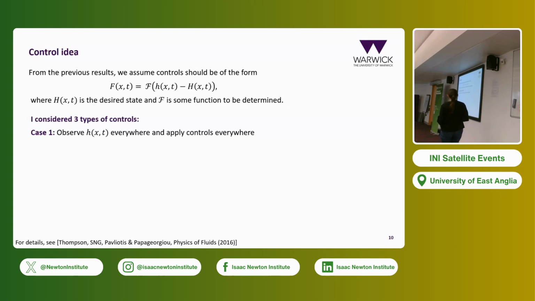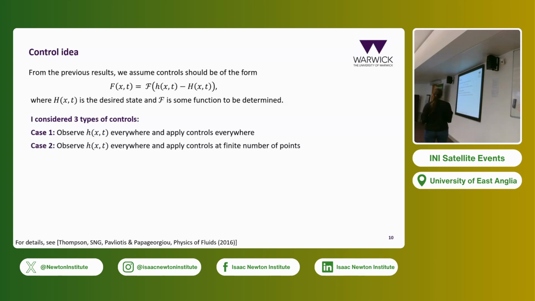And then what we did were 3 things. The first one was what we now call omniscient and omnipresent, which is to assume I can control everywhere and assume I can observe everywhere. So I know what my interface is doing, and I magically can pump fluid in and out of the system everywhere. So this is not very realistic, but it's a case where we can do something.